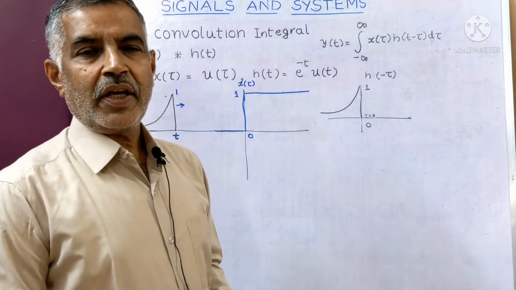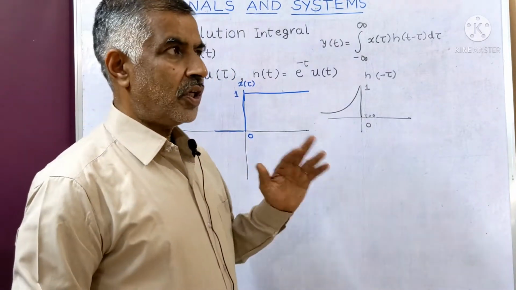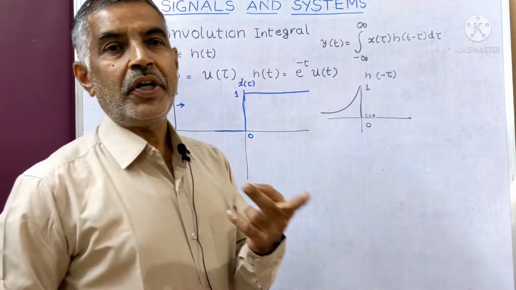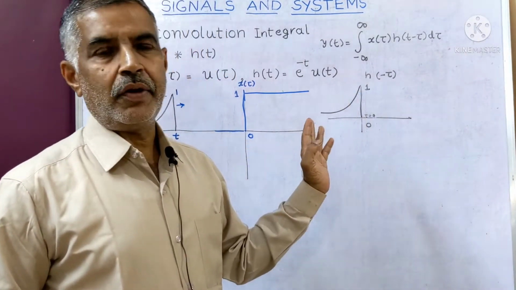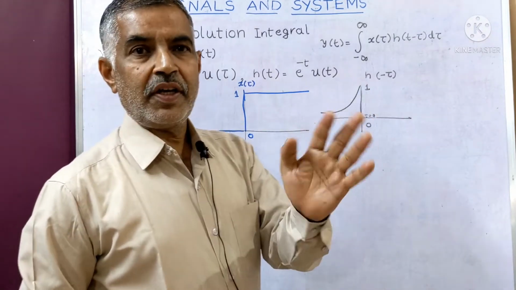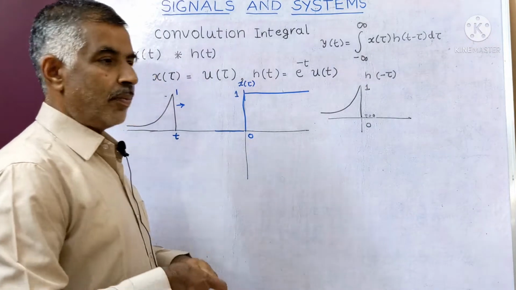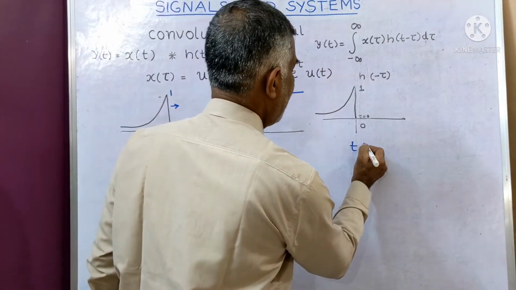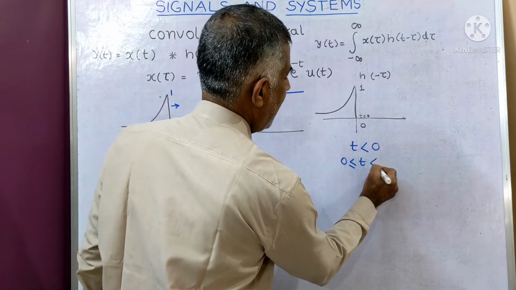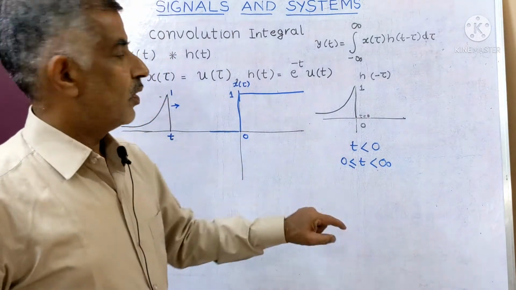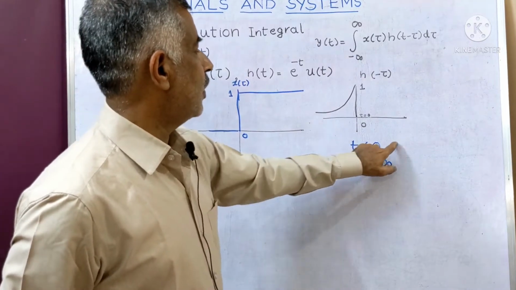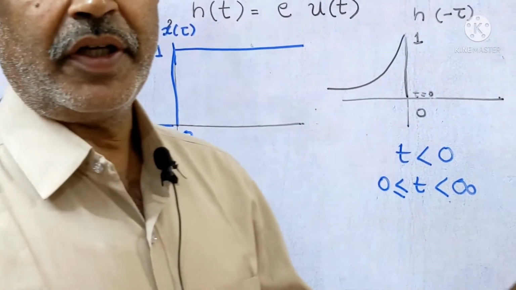Yesterday in one of my classes I explained what an interval is. So in this problem, yesterday when we worked it out, we found two intervals: t less than 0 is one interval, and t greater than or equal to 0 up to infinity is the second interval. If you remember yesterday, two intervals: t less than 0, and 0 less than or equal to t less than infinity. These two. So you will gain experience while solving problems, and you will have an idea about intervals.